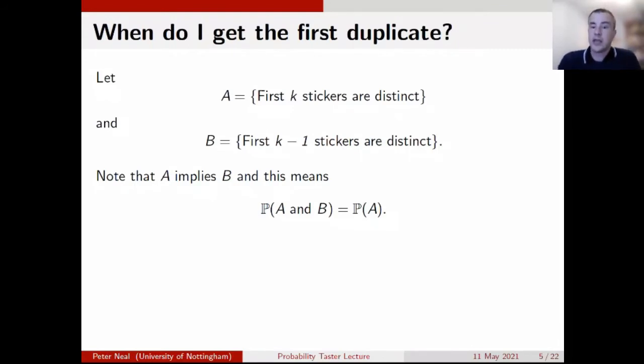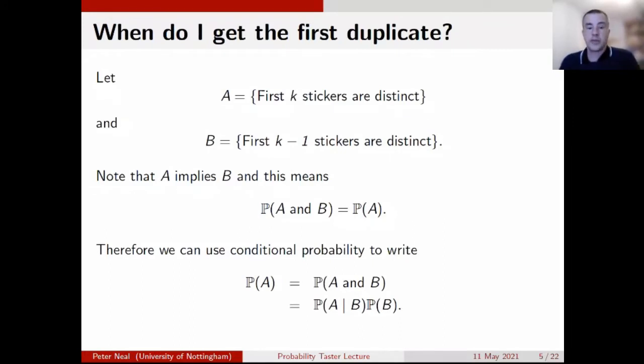And why is that useful is we can rewrite the expression we had for the conditional probability as the probability of A and B as being the probability of B, i.e. the first K-1 stickers are distinct, times by the probability of A given B. That is, my K sticker is a new one, given the first K-1 are all different. And we can then make use of what we had on the other side, which will give us the probability that we actually want, that they're all different.